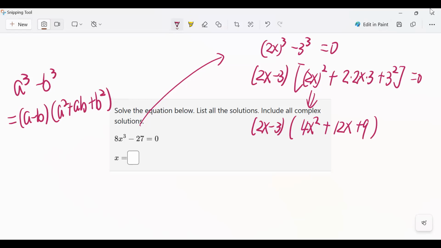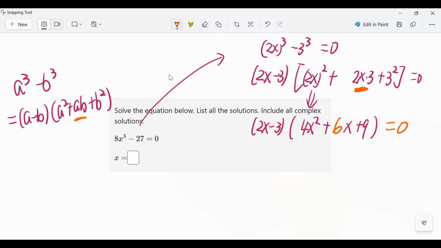No, it's just AB, right? No 2 here. Oh, look, there's no 2. Just A times B. Just 2x times 3 is going to be 6x.